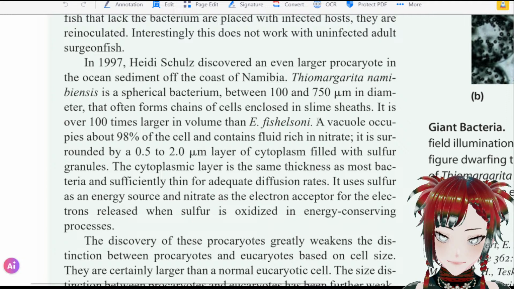Now, this vacuole occupies 98% of the cell and contains fluid rich in nitrate. It is surrounded by 0.5 to 2.0 micrometers of cytoplasm filled with sulfur granules. So its size is because of a vacuole. I thought it would have something complex, but whatever, it just has the vacuole. It has a bigger fridge than its house.